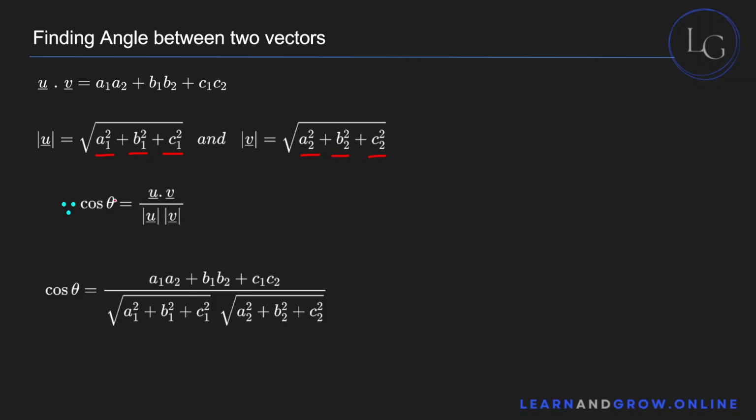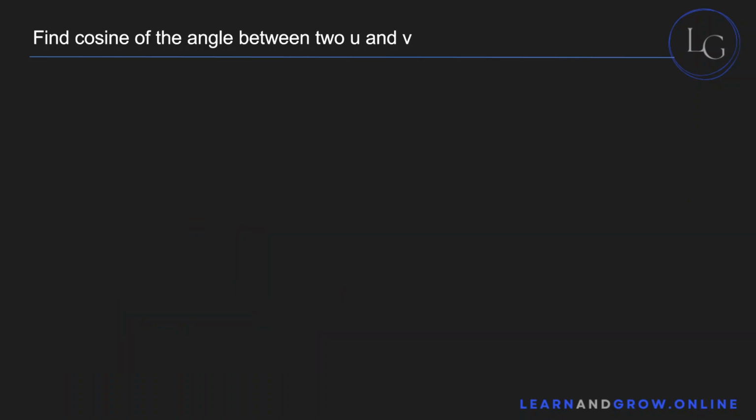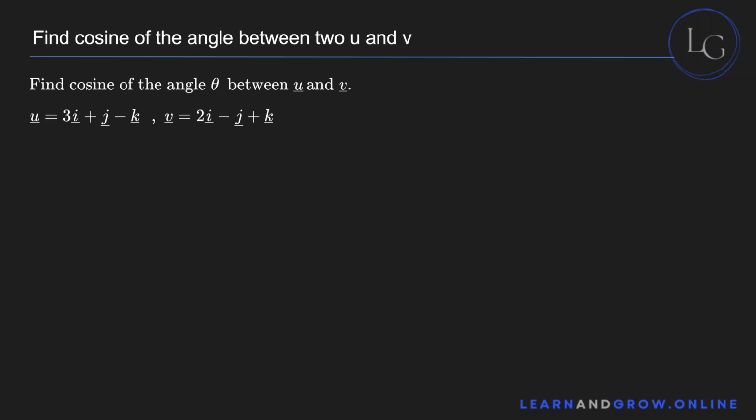So once you join them all up, you can see that cosine theta is u dot v, which is a1 a2 plus b1 b2 plus c1 c2, divided by the magnitude of u into the magnitude of v, which is this. This is the magnitude of u, and this is the magnitude of v. And then you can take the cosine inverse to find theta, the angle between u and v.